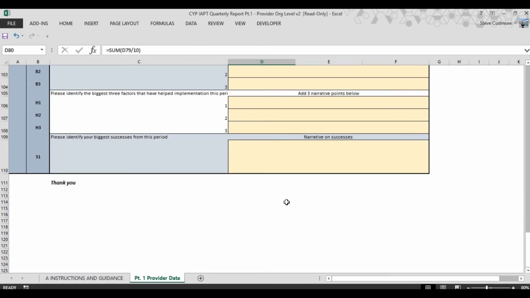Once you have completed and got to the end of the sheet, save and send back to your partnership lead, and it should be as simple as that.